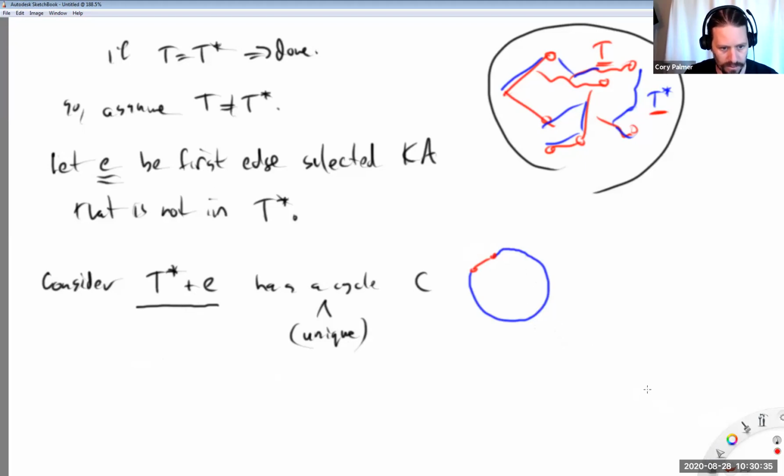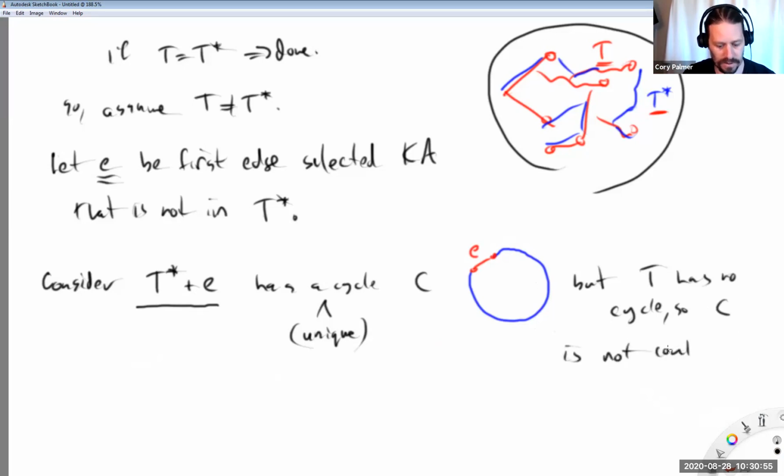Now, we know though, that T has no cycle, right? T is the other one, the red graph. That has no cycle in it. That's by the first part that we proved. T is a tree. It has no cycle. So C is not contained, so let's just say not a subgraph of T, right? This blue thing plus the red edge is in this graph, but it's not in just T.